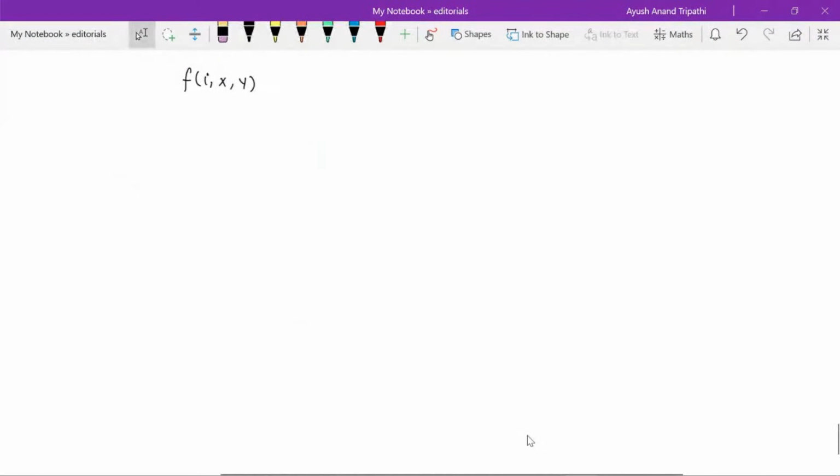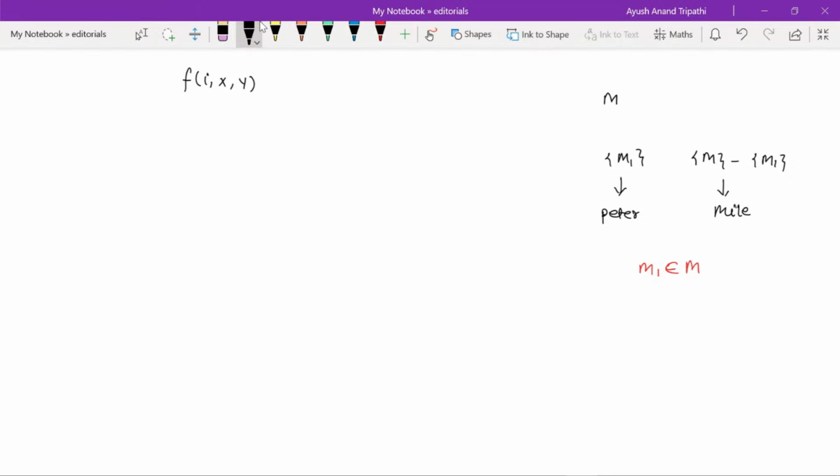So let's say the subset of the set of the monsters is M. Peter will select some subset of the monsters, let's say M1. So this M1 is a subset of M, right? With these monsters, Peter will fight, and with the remaining monsters, M minus M1, Mile will fight, right? And they cannot interrupt each other.